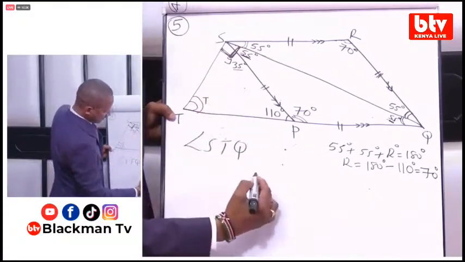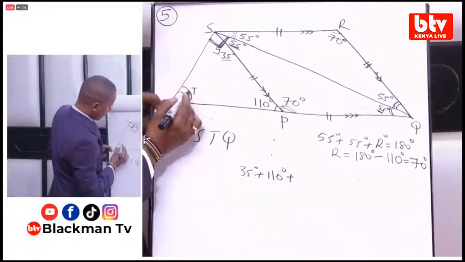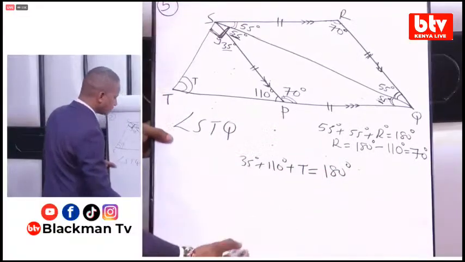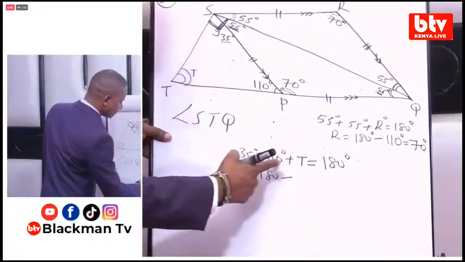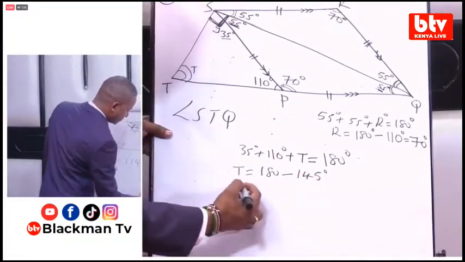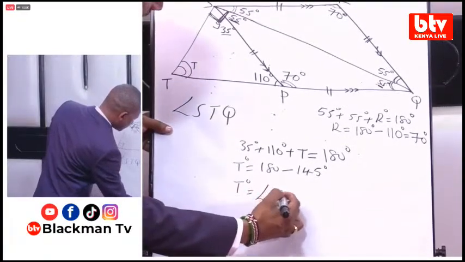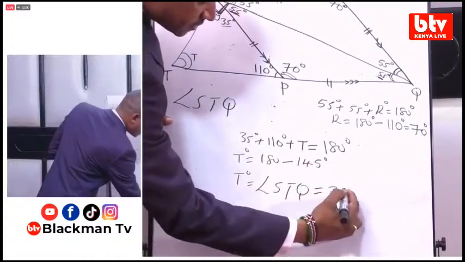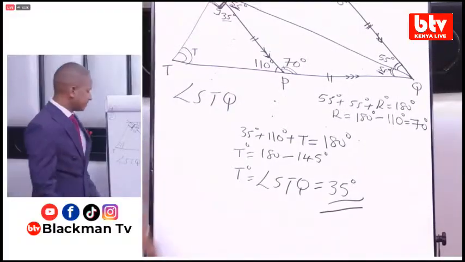So, 35 degrees plus 110 degrees plus angle T equals 180 degrees. Angles in a triangle add up to 180 degrees. So, T equals 180 minus 35 plus 110, which is 35 degrees. So angle T, which is equal to angle STQ, is 35 degrees. That's it.